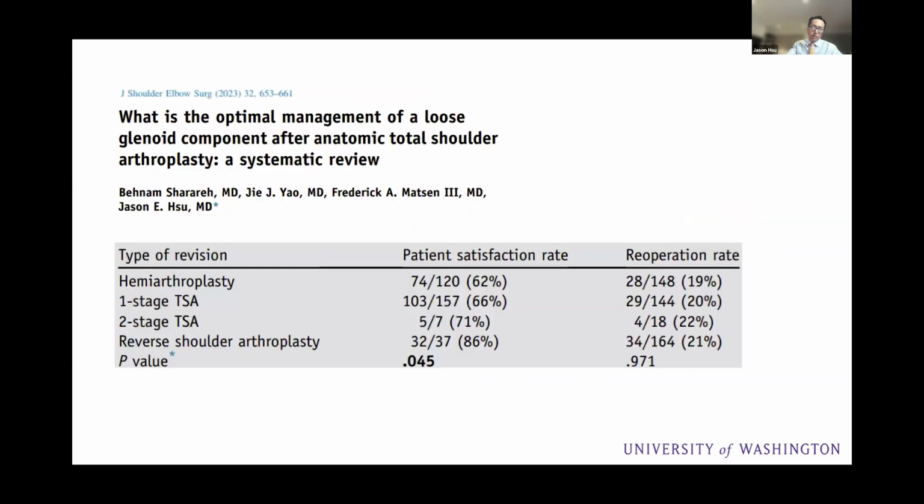And one of our previous fellows, Ben Sharare, looked at this topic and did a systematic review, found that in the literature, conversion to hemi or conversion to reverse for a failed total shoulder really had no difference in reoperation rates. And there's a pretty high reoperation rate of almost 20%. But overall satisfaction was higher in the reverse arthroplasty. I think that's likely because the pain relief might be a little bit more predictable with the reverse construct.